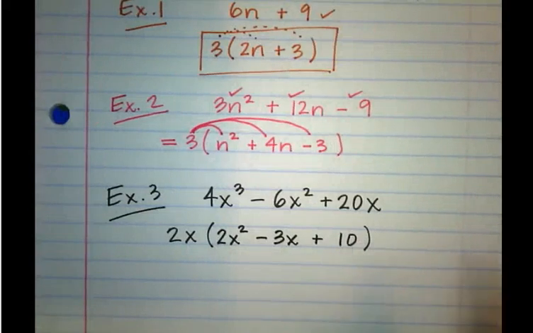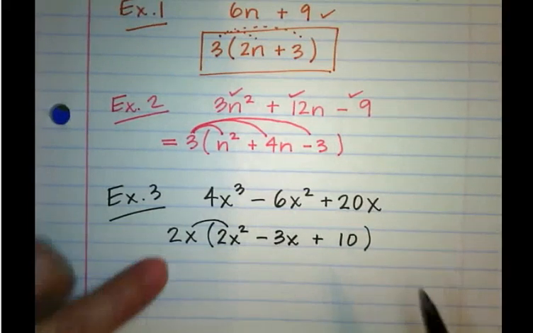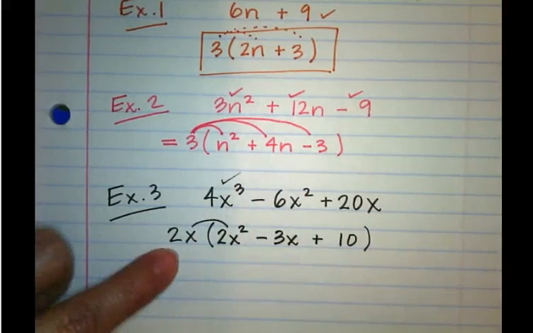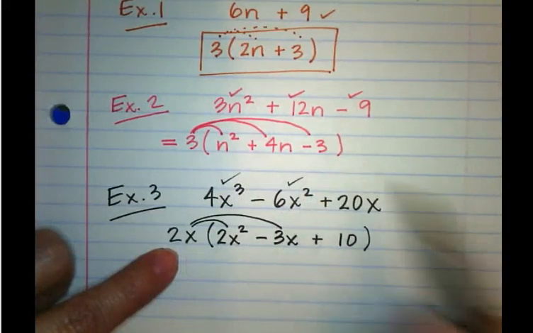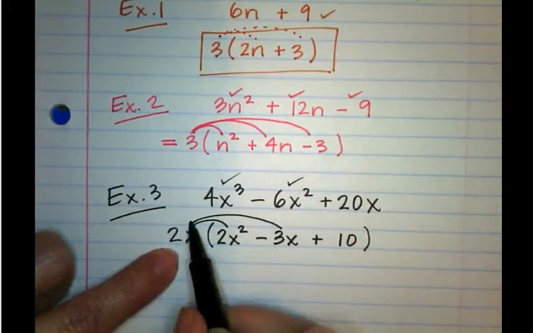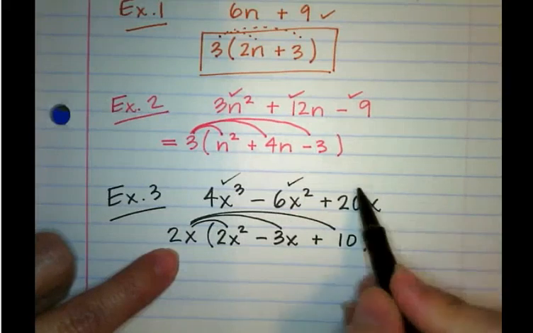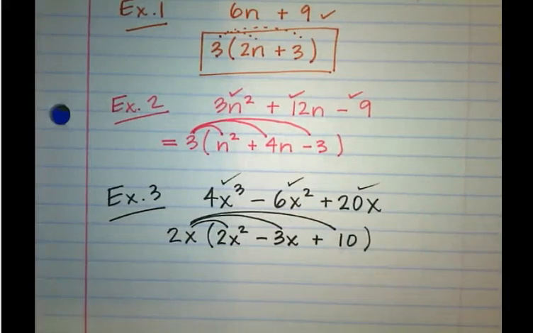So the way to check is if I distribute that, I get 4x cubed. If I distribute here, I get negative 6x squared. And if I distribute there, I get positive 20x.